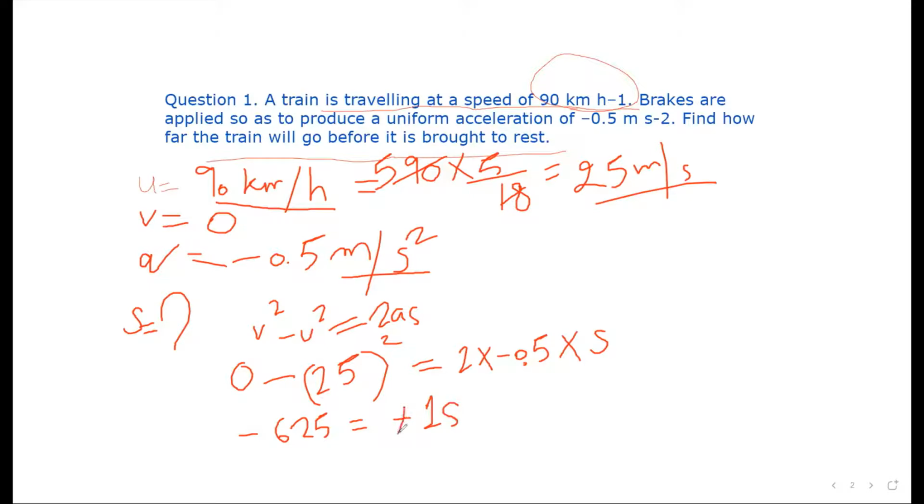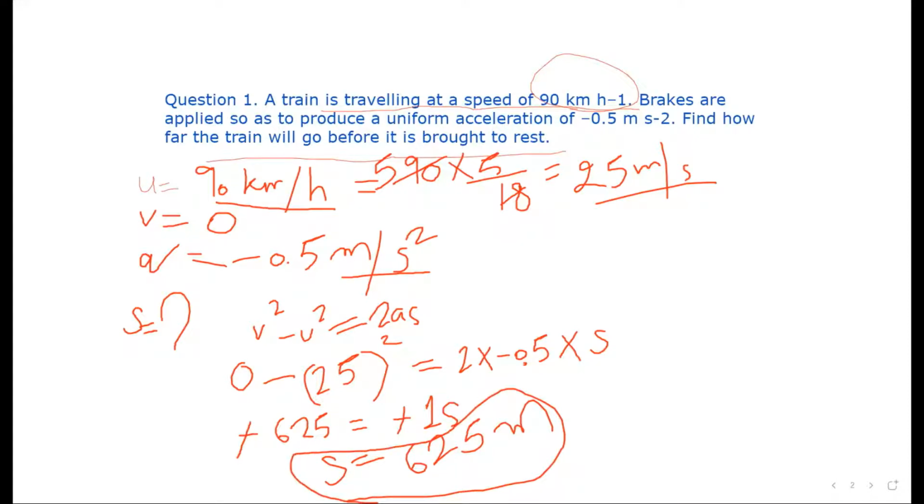So minus and minus will be cancelled out, and what you will get here: how much distance has been covered by the train, or it will cover, that will be 625 meter. This is the distance covered by this train if it is moving at this speed and having acceleration minus 0.5 meter per second square. Easy enough? You can find it easily. So let's see another example.